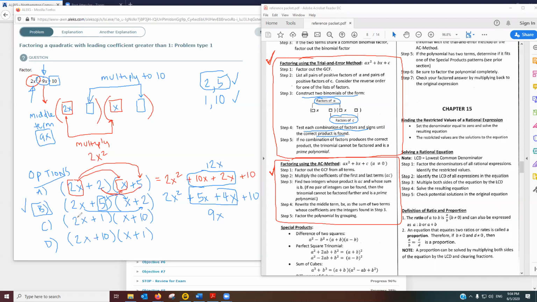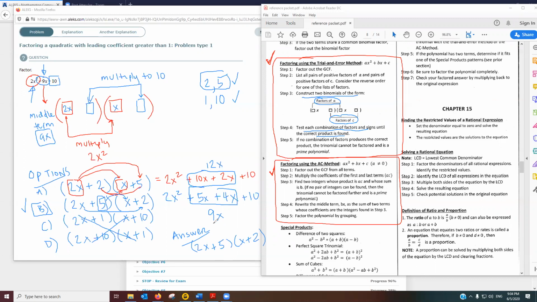I don't even have to bother checking choice C and D, because once I find the correct answer, there's no point in checking other options. So I know the answer to this question is 2x plus 5 times x plus 2. And I know that's the correct answer because when I multiplied those two parentheses back, I got the starting expression, which is a double check that my factoring really was correct.